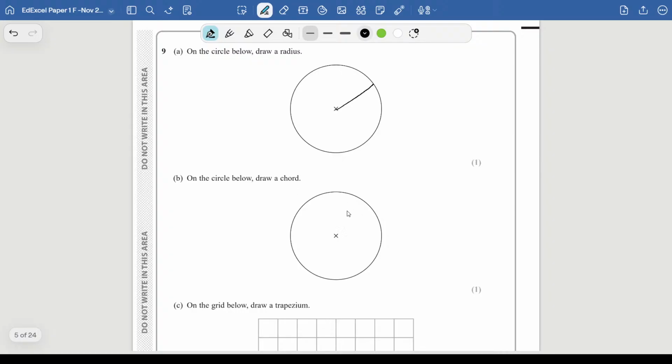A chord connects any 2 points on the circumference. If the chord passes through the center, it's a diameter. We give it a special name, but it wants you to draw a chord. So I'm just connecting any 2 points on the circumference. So that's a chord. You could have drawn it at any other location as well.